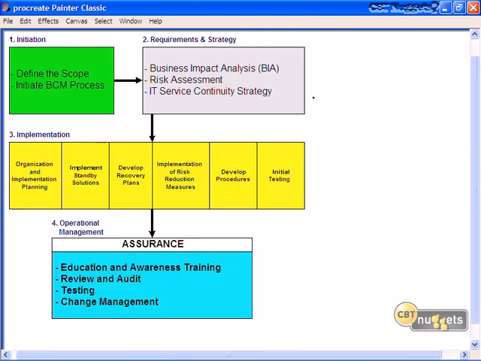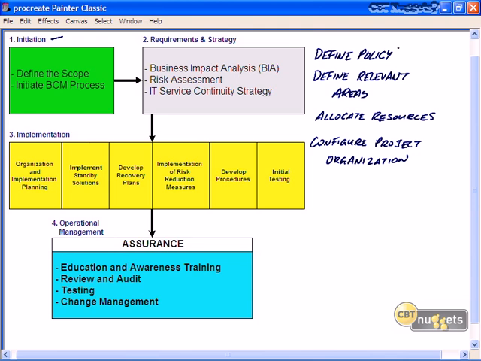As you can see from the diagram, IT service continuity management is a four-stage or a four-phase process. The first phase is called initiation. This is where you basically initiate the business continuity management plan or activity. There's really two aspects of that. First of all, you're going to define the scope. Defining the scope of service continuity really involves four aspects. Let me jot these down.